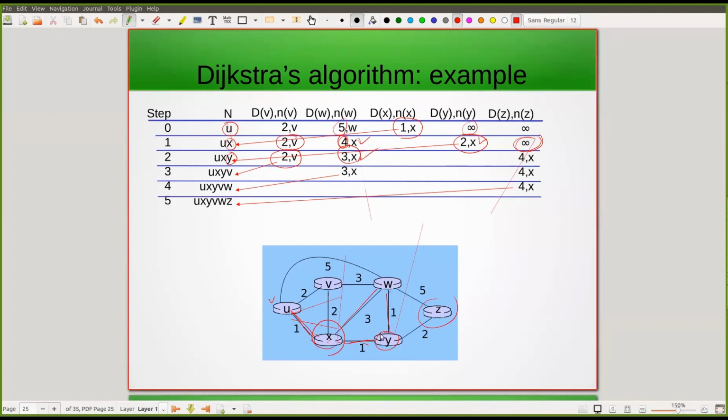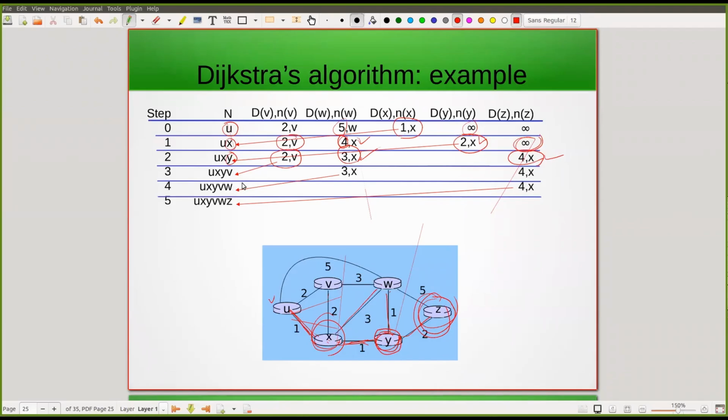And now from Y it has learned that the cost of going to Z is 2. So what is the new cost? 1 plus 1 plus 2, that is 4. So the cost of going to Z via X is 4. This is new information it has learned.